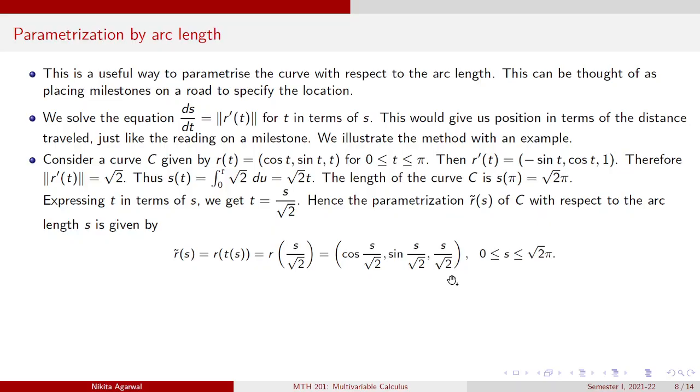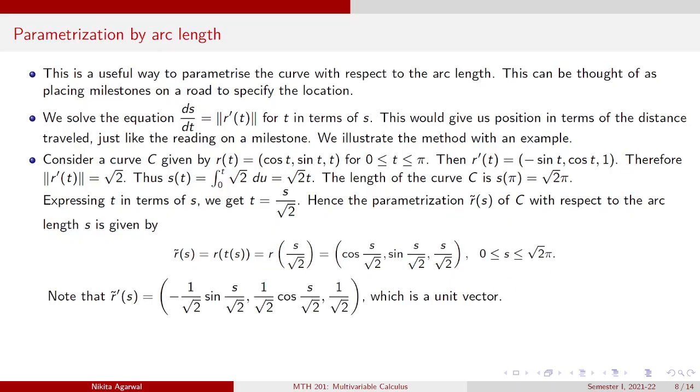But then what are the possible values of s? Now what are the possible values of t? It's 0 to pi, right? That means the possible values of s will be s of 0 to s of pi, which is 0 to square root 2 pi, right? Now if you differentiate r tilde with respect to s, this is what you get by chain rule.